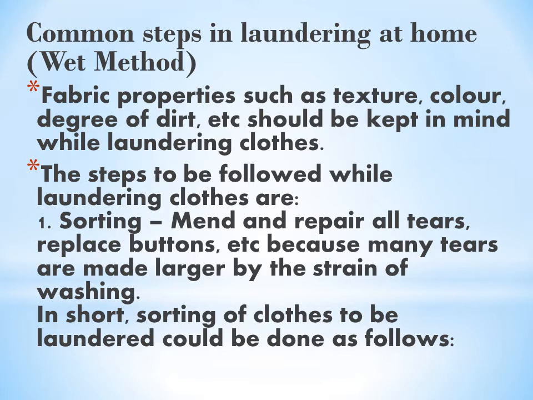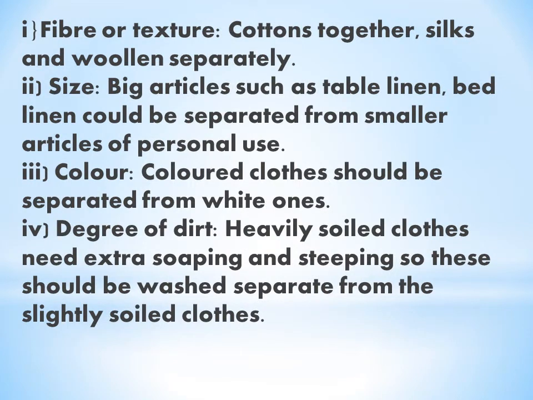In short, sorting of clothes to be laundered could be done as follows. According to the fiber or texture, cottons should be laundered together, silks and woolens separately. According to the size of the clothes, big articles such as table linen and bed linen could be separated from smaller articles of personal use. Color.